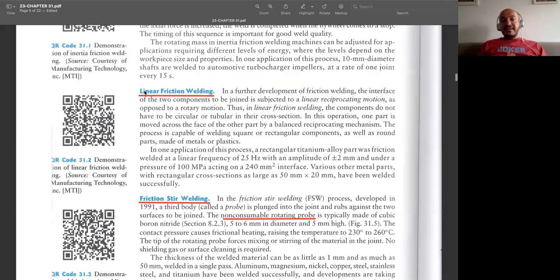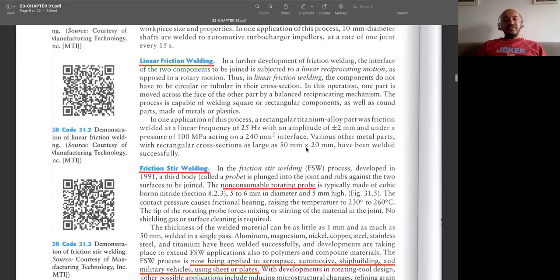Then we have the linear friction welding version. The idea is the same, but this time the part is not rotating. The part is actually moving in the horizontal axis at very high speeds. And again, due to the force and this relative motion, we generate heat and we can join the parts together.